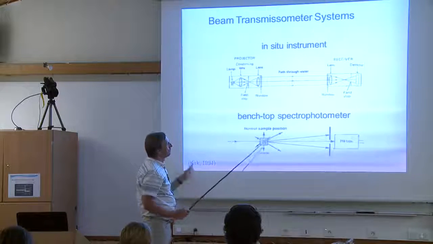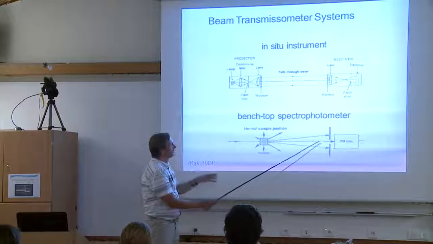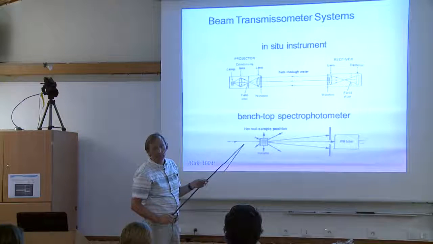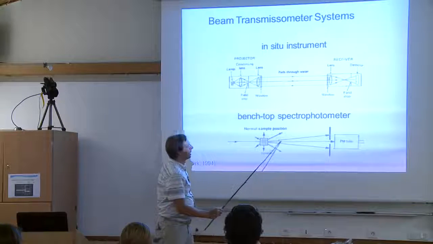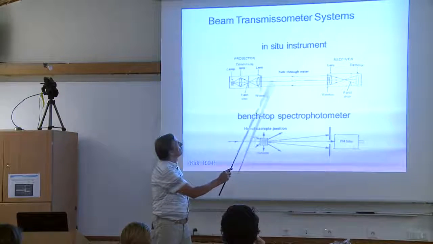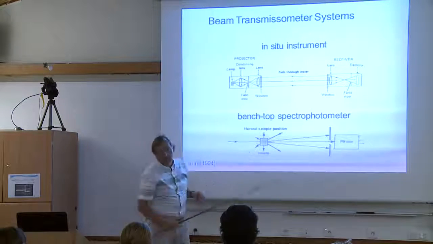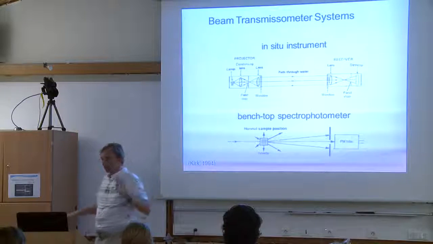So in the lab, we could use geometry like this. We have a detector. Our sample is as far as possible from the detector, and we have some apertures, so we only want to collect the directly transmitted light. There are different ways of doing this in in situ instruments as well. You will work with one of them tomorrow.